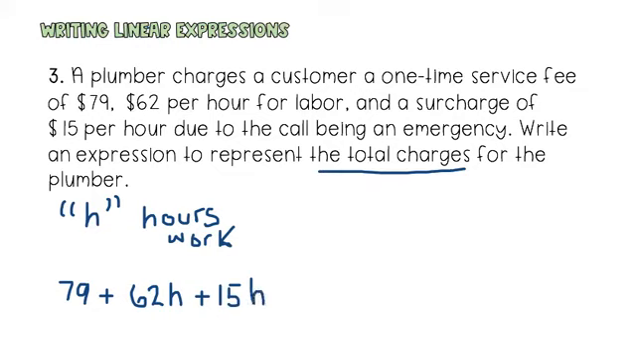My expression is not done because I can still combine like terms. So I'm going to look at these three terms to figure out what is similar. So 62 and 15 both have the variable H, so that is what I'm going to combine. I'm going to bring down my 79 plus, and 62H plus 15H is equal to 77H. And here is my finished expression.